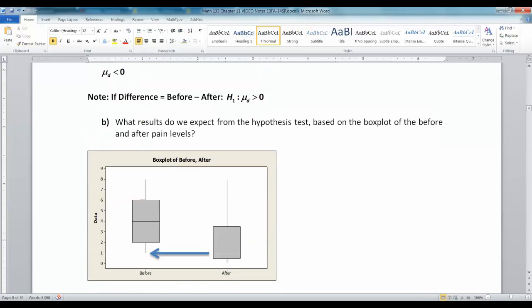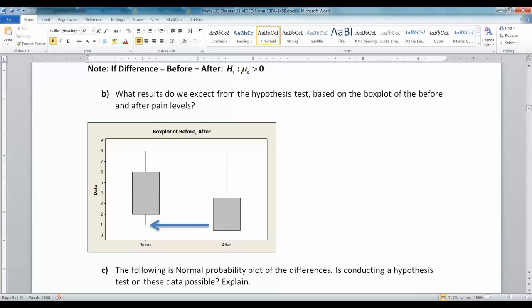All right, so now what results do we expect to see from the hypothesis test based on the box plot of the before and after pain levels? So, reading box plots. You did this in chapter 3, remember? It was a long time ago. So you expect that it's going to show that there is a significant decrease, and you can see why here. I drew a little arrow here.